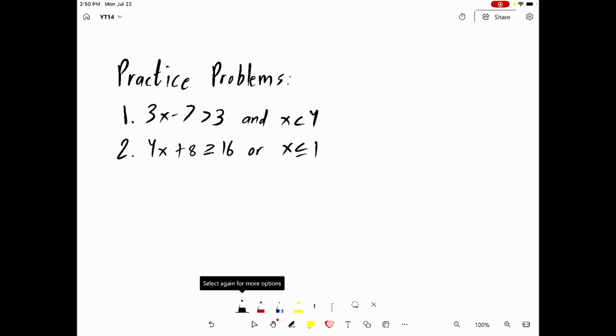So our first practice problem is 3x minus 7 is greater than 3, and x is less than 4. Our second example is 4x plus 8 is greater than or equal to 16, or x is less than or equal to 1.